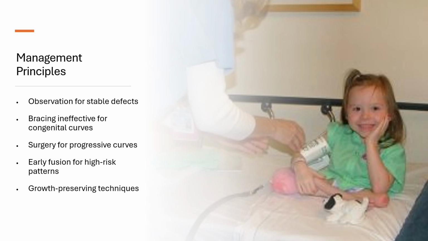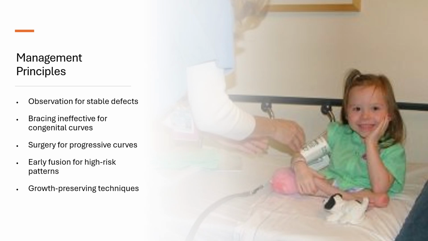However, this observation must be vigilant and systematic, because even apparently stable curves can begin progressing during growth spurts or as the child develops. Here's a crucial clinical teaching point that differs from idiopathic scoliosis management. Bracing proves ineffective for congenital curves because external forces cannot correct underlying structural abnormalities. Unlike idiopathic scoliosis, where bracing can prevent progression of flexible curves, congenital deformities result from abnormal bone architecture that doesn't respond to external molding forces.